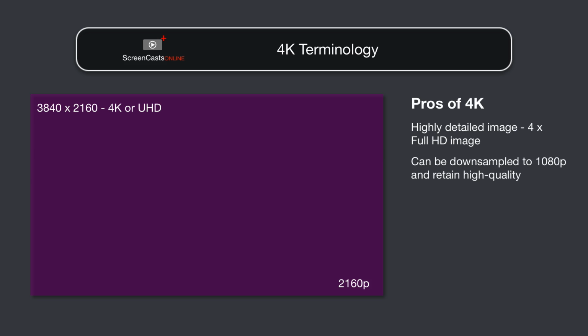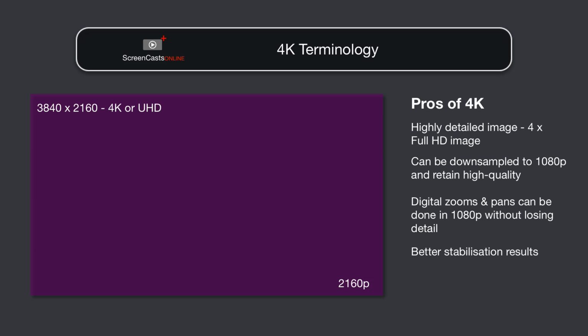Now, what pros are there of shooting in 4K? Well, you get a highly detailed image. It's four times the size of a standard full HD frame. It can be downsampled to 1080p and still look better than natively shot 1080p video. You can also use 4K footage for digital zooms and pans in 1080p movies without any loss of detail. And also with the bigger frame size, there's more scope for image stabilization.